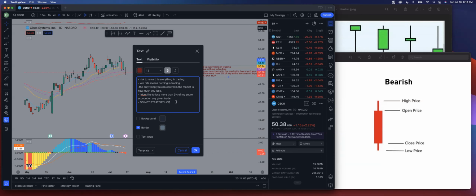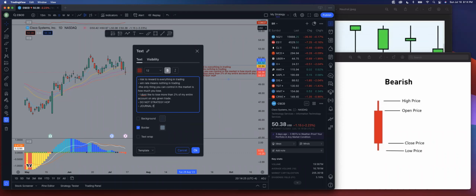Next thing is strategy hopping. Do not strategy hop. Stick with one strategy until the data proves that it's wrong. And you say, Brad, how do I track the data, or how do I know if it's not working? Okay, so this leads me to my next point.